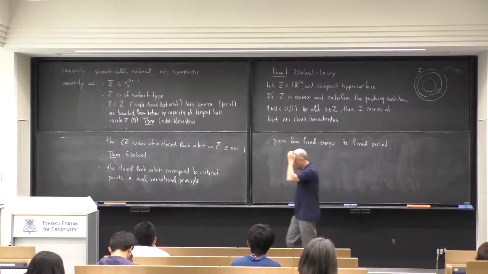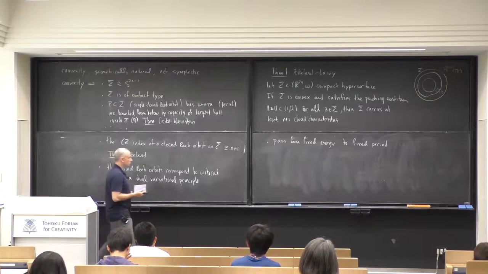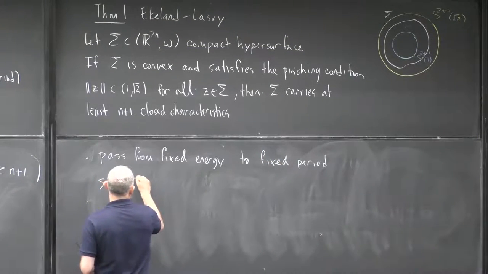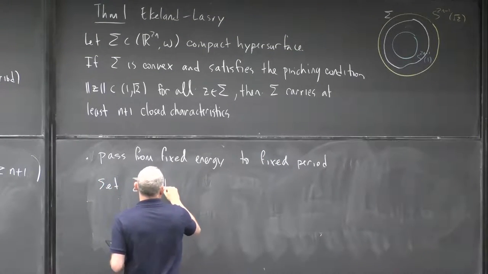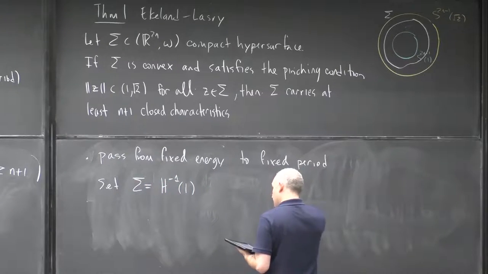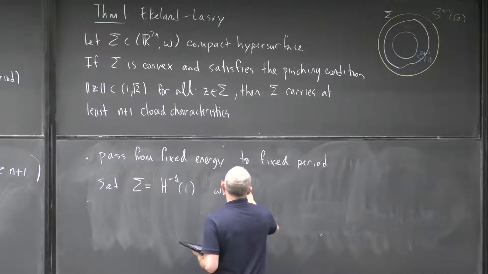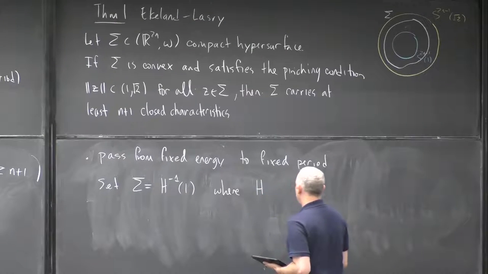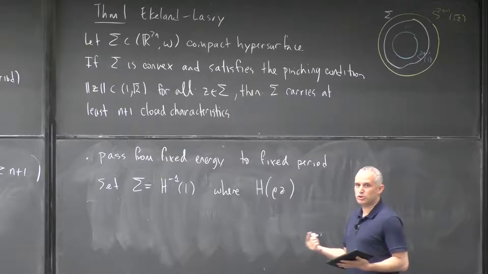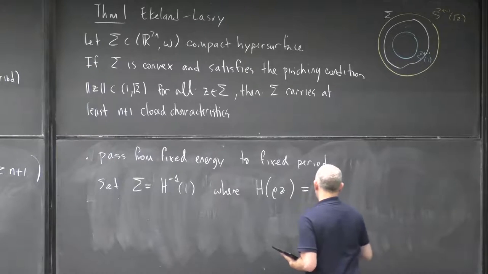So this is very easy to do. We're going to do it in a way which leads us to the dual variational principle. So we're going to describe sigma as H inverse of 1. So it's the level set corresponding to value 1, where the function H has the following property. We want it to be homogeneous of some degree. Okay, this will give us this conjugate dynamics.